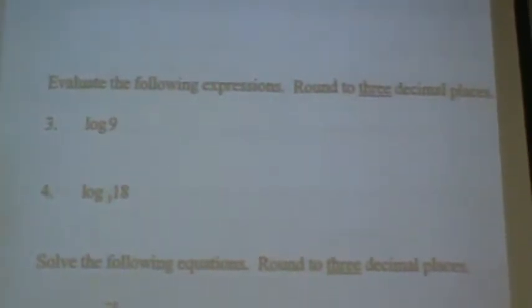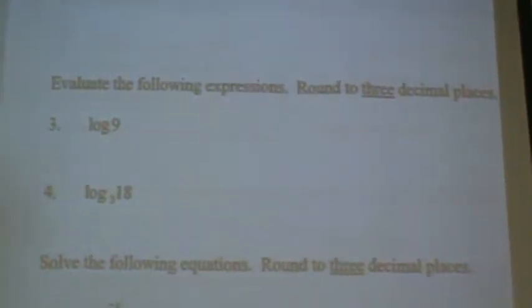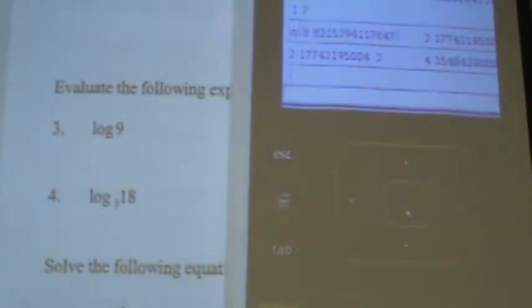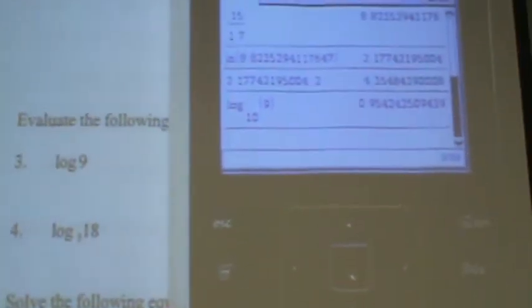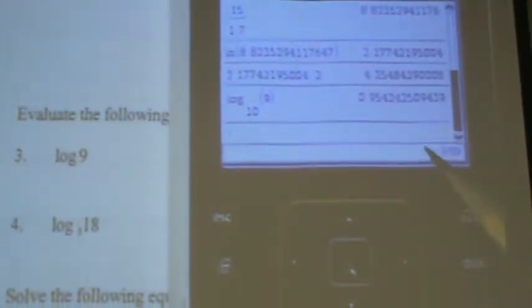And what do you get? Tell me what you get. .954. How many people got .954? Give yourself a point.